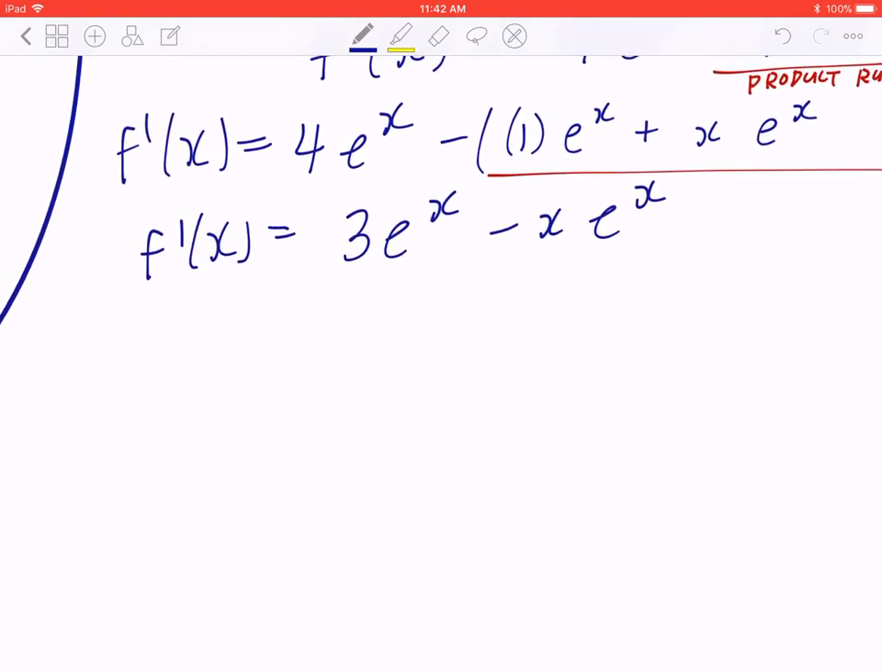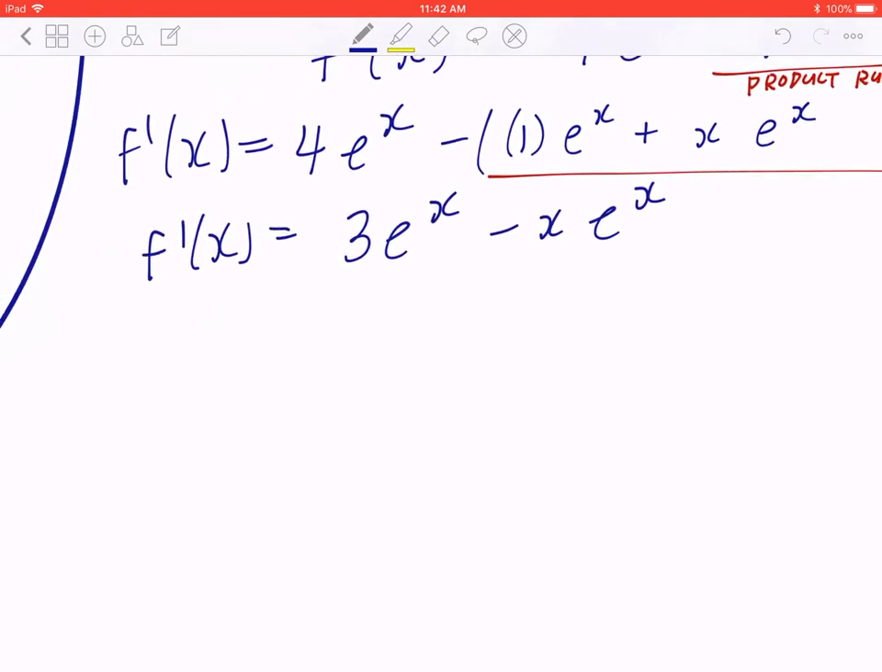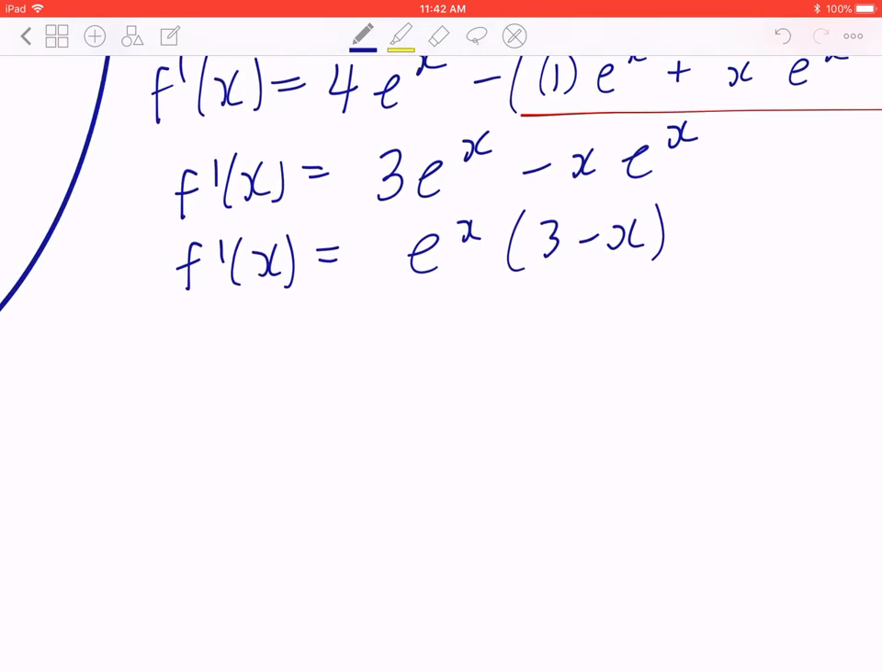Now, again, if we don't want to find f double prime with this form, you can always put this in factor form just to show you the other approach. So the common factor is going to be e to the x, and in brackets 3 minus x, like that. Now we can find f double prime, and again we're applying the product rule. Copy the first, or differentiate the first, or maybe I'll do it the other way here.